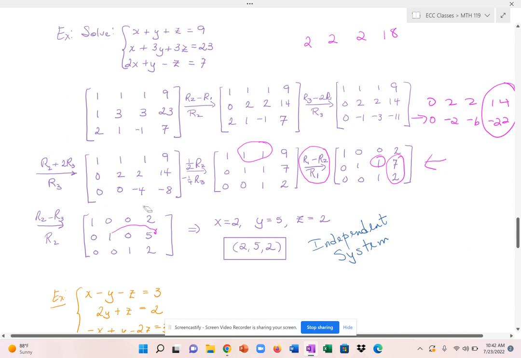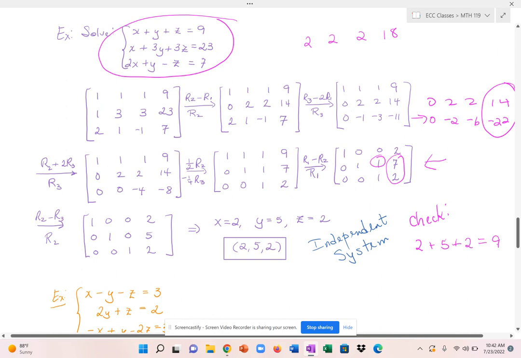And just like any other system that we've solved in the past, when you get a solution, you can always check it by plugging in 2, 5, 2 into the original equation. So I'll just check the first one, but it should work for all three. If I plug in 2 plus 5 plus 2, that should equal 9. This is equation 1. And 2 plus 5 is 7, plus 2 is 9. Left side equals the right side, so this is a good solution.